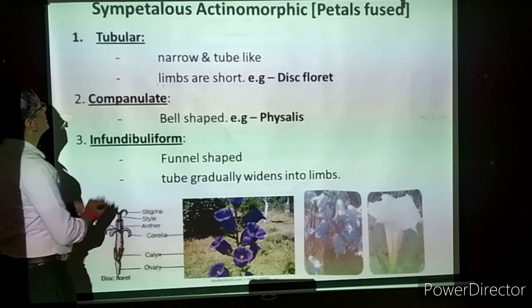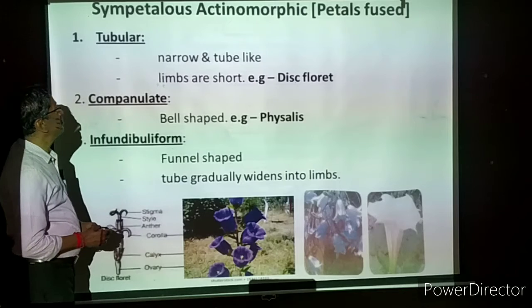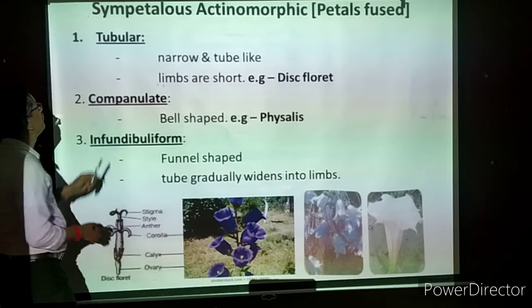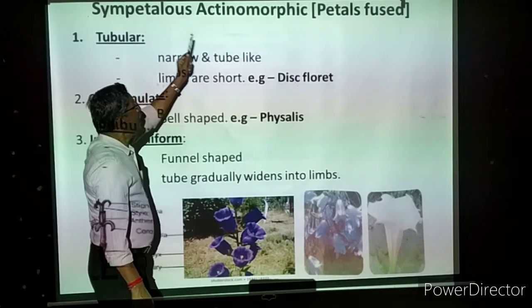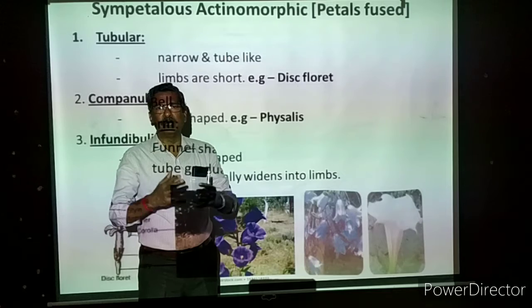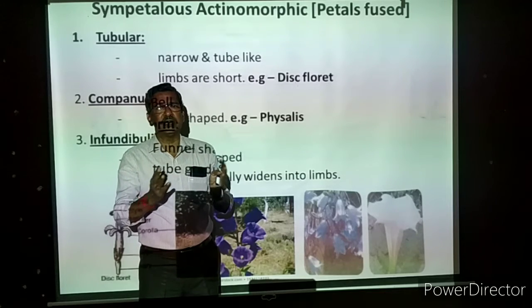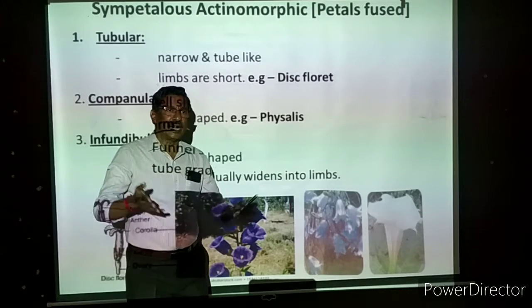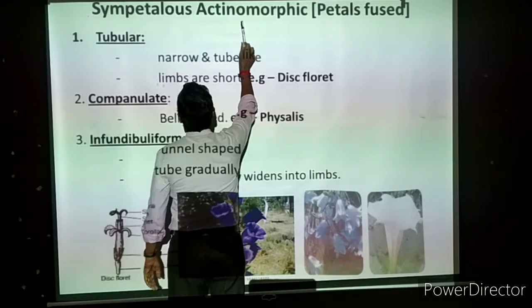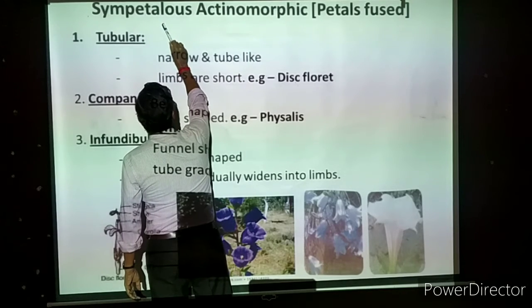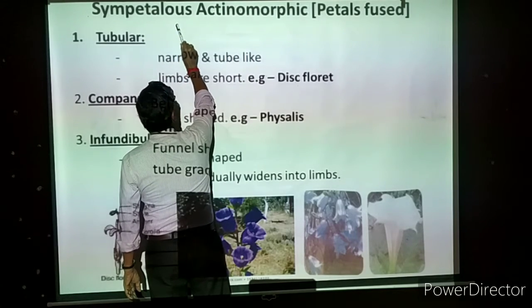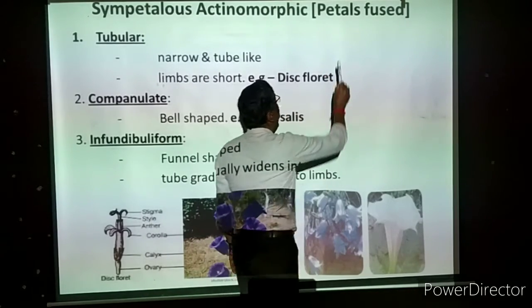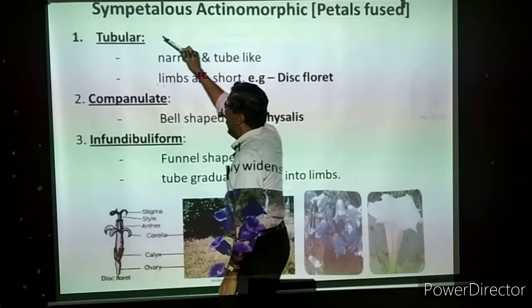Now we are coming to sympetalous, S-Y-M. Sym means fused. The petals are fused at their margin, okay, sympetalous. Actinomorphic, already I told you all the petals are similar in shape and size, so when they are arranged, we can cut the flower through the center in any direction and get two equal halves, radial symmetry. Sympetalous means fused margins of the petals. Actinomorphic means radial symmetry, with fused petals, you can see that, fused.